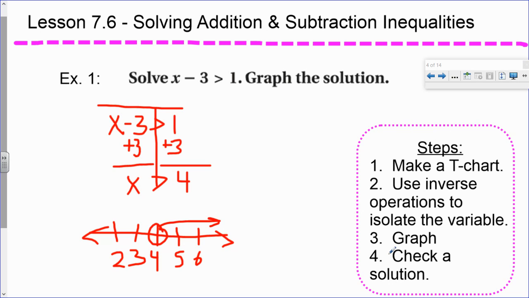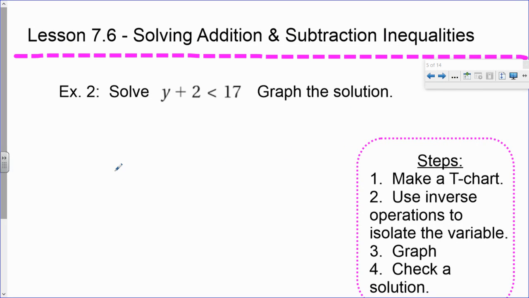And I want to check a solution. So let's try one. So 5. If I check 5, I'm going to put this in here. 5 take away 3 is 2. Is 2 greater than 1? The answer is yes.